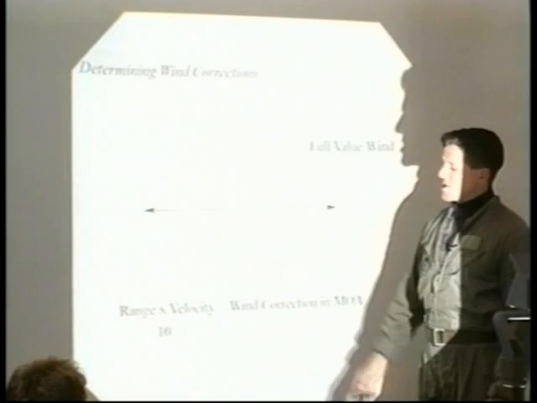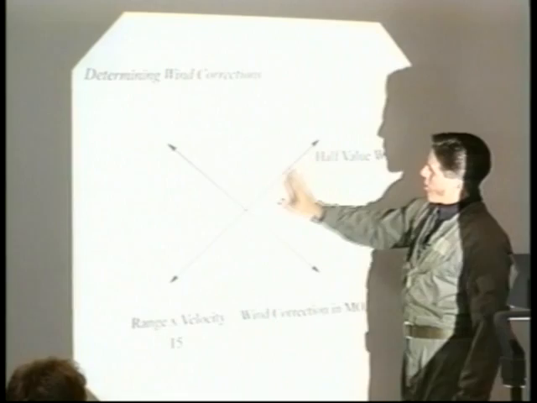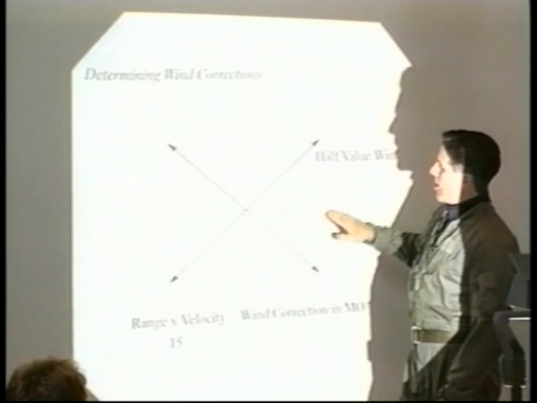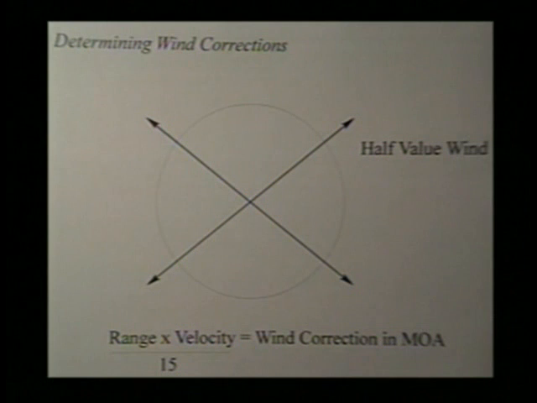This works for full value all the way out. It's a field expedient formula: range times velocity, and then what you need to know on full value is 10. Following that same concept, when we have a half value wind, meaning it's quartering like this, our quarter value is going to be like this, our half value is here, our full value is here. What I need to remember is the number 15: range times velocity, divided by 15, is going to give me my correction. Notice the number on the bottom is increasing.